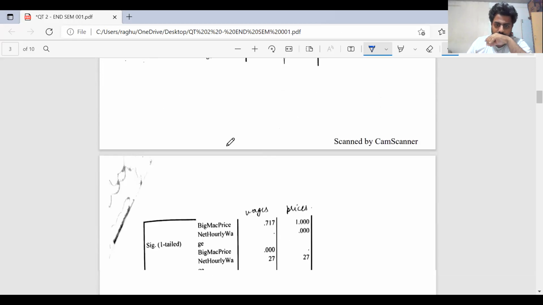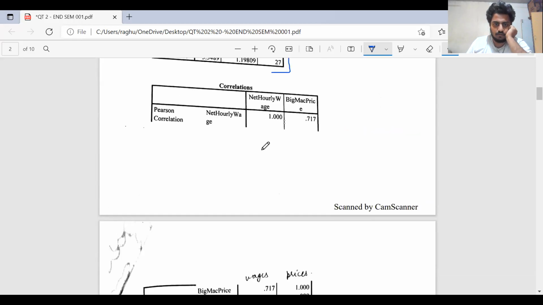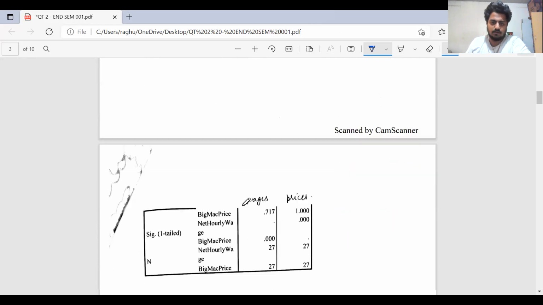Whereas the correlation table gives a very important output. Here if you look at the correlation table, we see that the correlation between the net hourly wage and the Big Mac price is given by the value of 0.717, and the same between Big Mac price and net hourly wage, it's pretty much the same value, just in rows and columns. It's fine. So 0.717, which is positive, and also it's greater than 0.7. So what we can conclude here is that the association between the Big Mac price and the net hourly wage in a particular country is positive and strong.